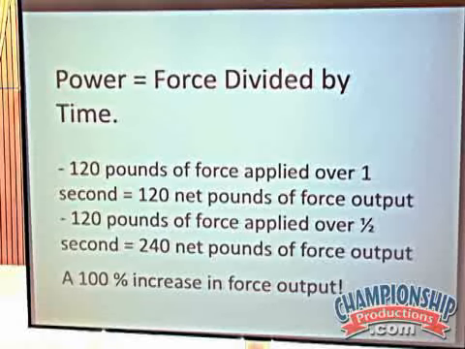Okay? Does that make sense to everyone? Power is force divided by time. Simple principle.